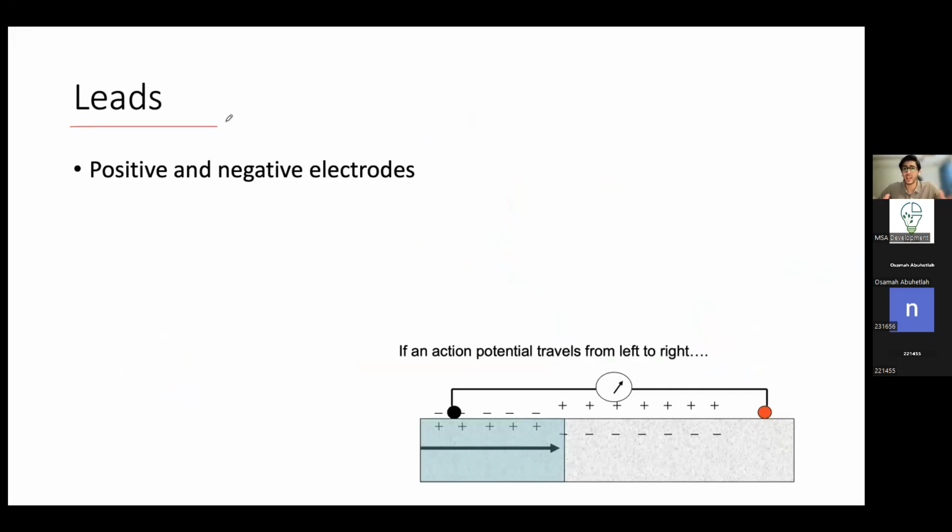What are leads? They're basically a bunch of wires, right? In actuality, if you see someone who's having an ECG done, they're a bunch of wires. That's it. But physiologically speaking, they are made up of positive and negative electrodes. Now, where have we studied that earlier? We studied that when we looked at this diagram right here. We had the cell membrane, we had the negative electrode here, we had a positive electrode here. So leads are basically a bunch of wires which have positive and negative electrodes.